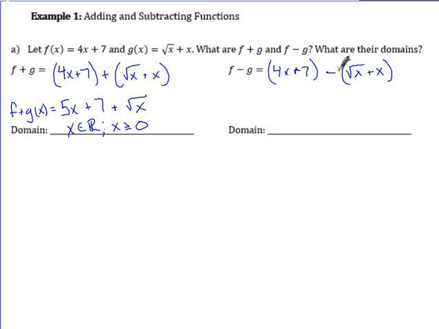Remember, when you're subtracting functions, the easiest way so that you don't get confused is to distribute that as a -1. So now I have 4x plus 7 minus the square root of x minus x, and then we're combining like terms. So 4x minus x is 3x, and then these still don't have like terms that go with them. All right, and it would be the same thing here for my domain. x would be an element of the real numbers, but it has to be greater than or equal to 0. Sorry, that should be an x. Greater than or equal to 0 because I cannot put negative numbers underneath that square root.